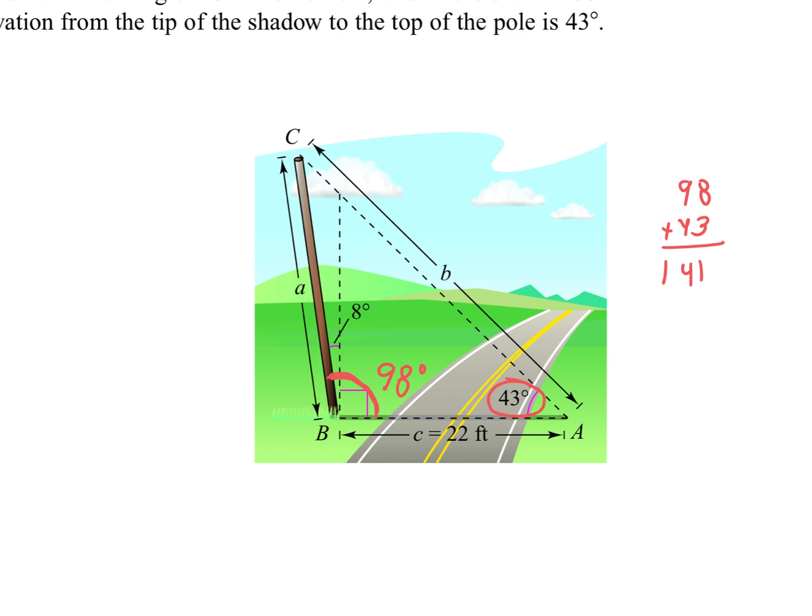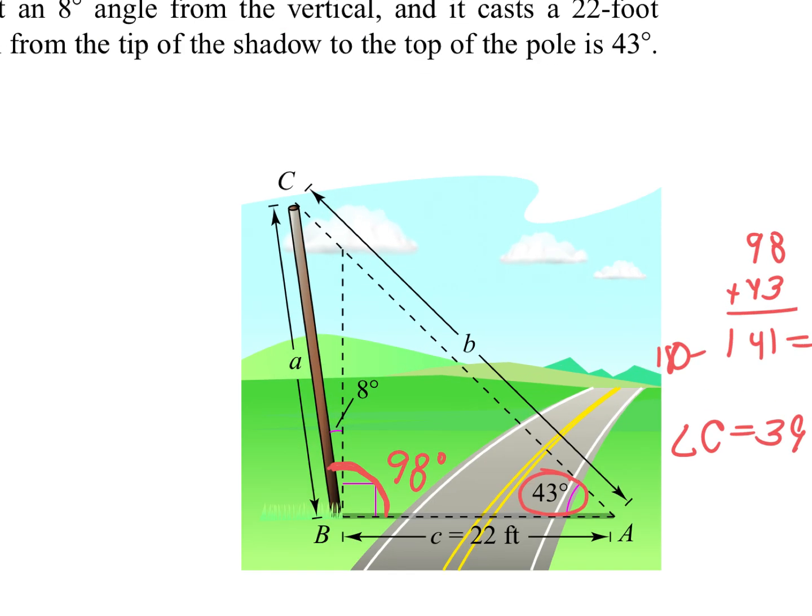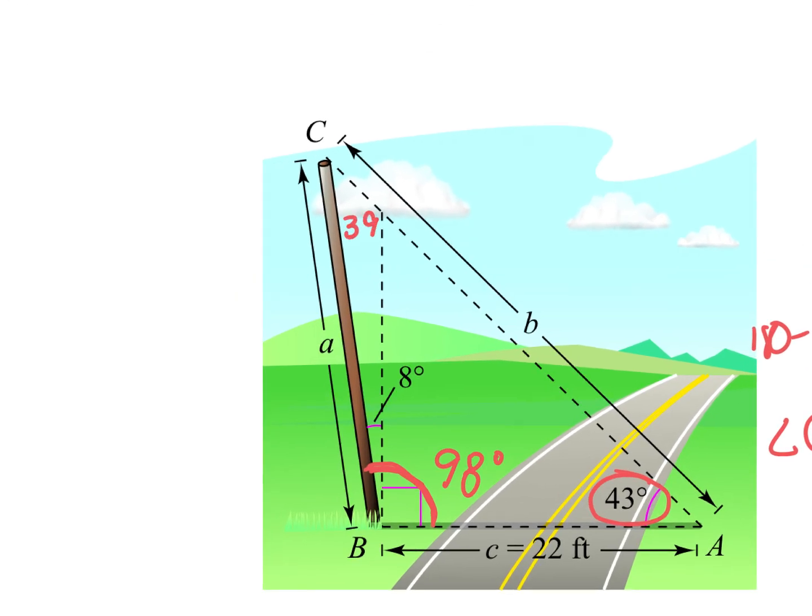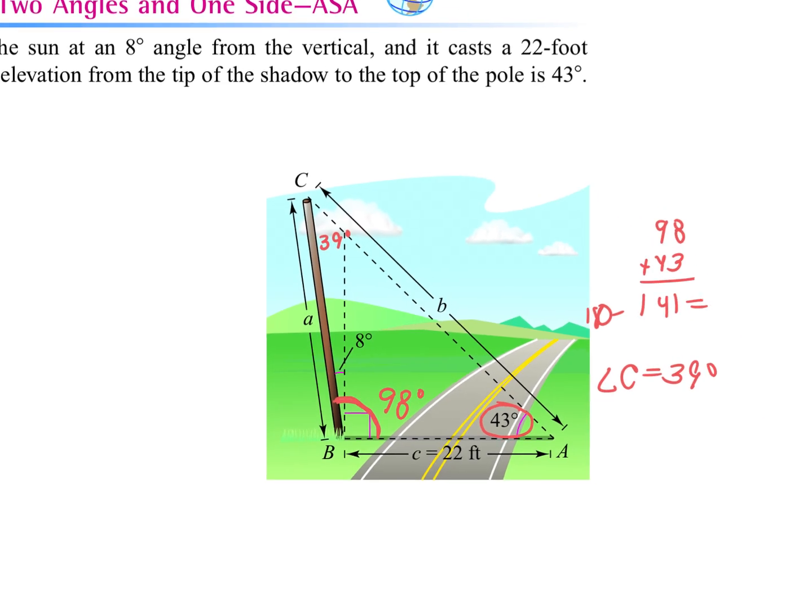141. All right, so now let's take 180 minus 141, and how big is angle C? Angle C is 39 degrees. Perfect. How many degrees are in one whole triangle, guys? 180? So if you're given 2, add them up, subtract from 180.